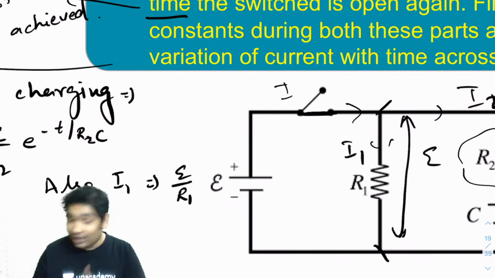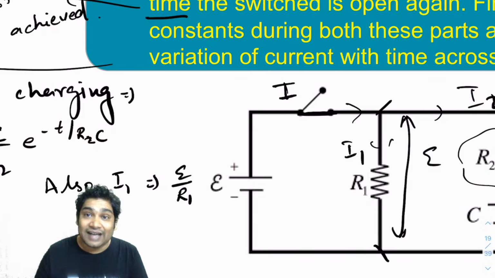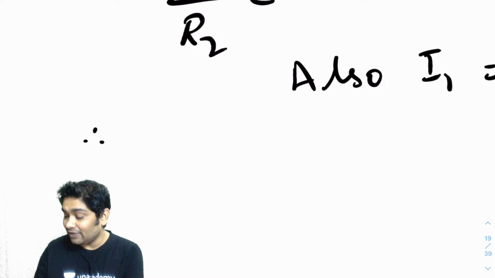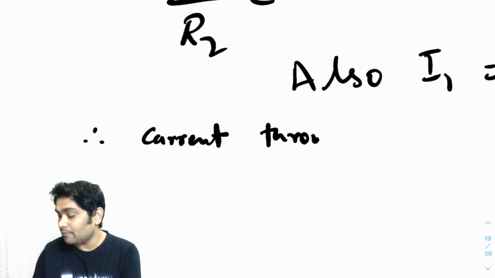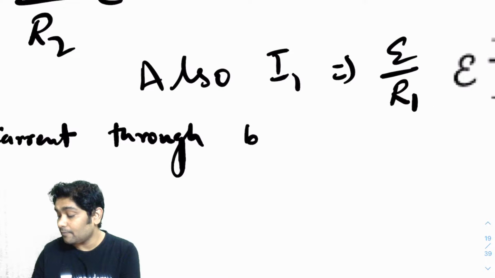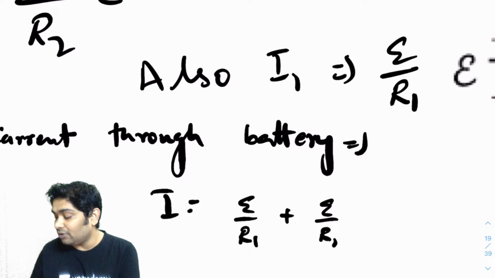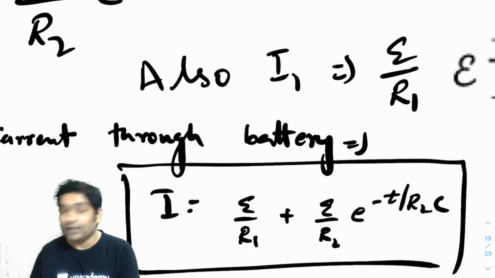Now, if I wanted to write the current through the battery, from KCL I could have said I would be equal to I1 plus I2. So current through the battery becomes I equals epsilon by R1 plus epsilon by R2 times e to the power of minus t over R2C. So you realize you have expressions for everything.